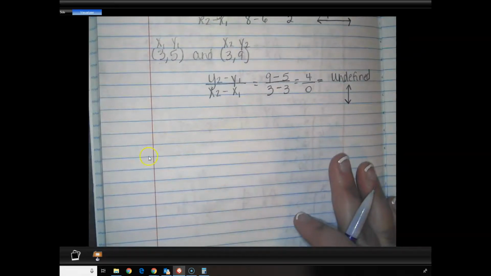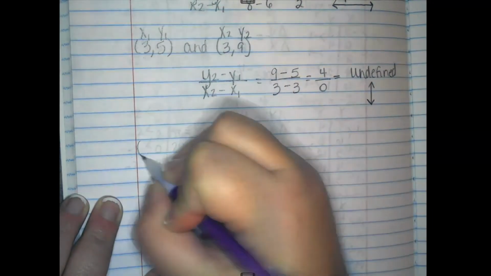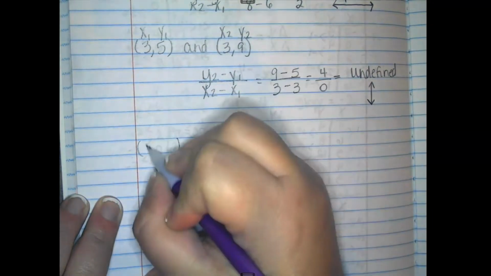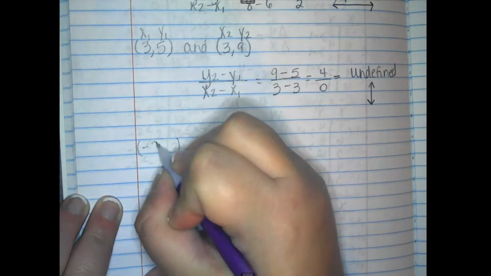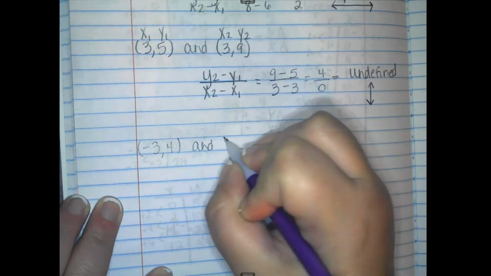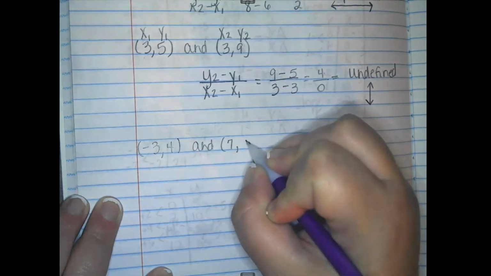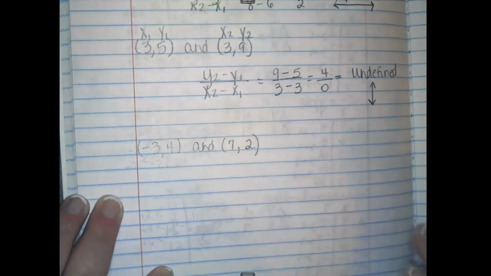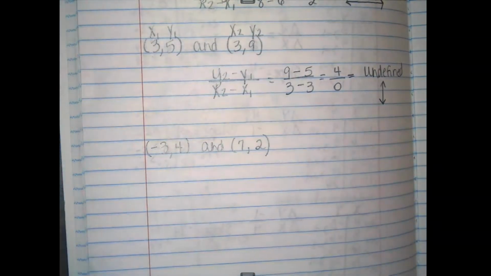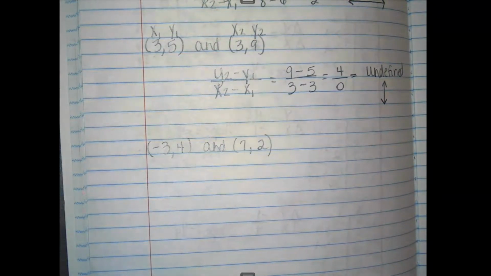All right, I'm going to give you one to try by yourself now. I'm going to make my screen bigger again. Sorry, I think that's easier for y'all to see. This will be our last one to do in our notes. All right, I want you to go ahead and try this one by yourself. So I want you to pause the video, and when you have completed it, I want you to push play.